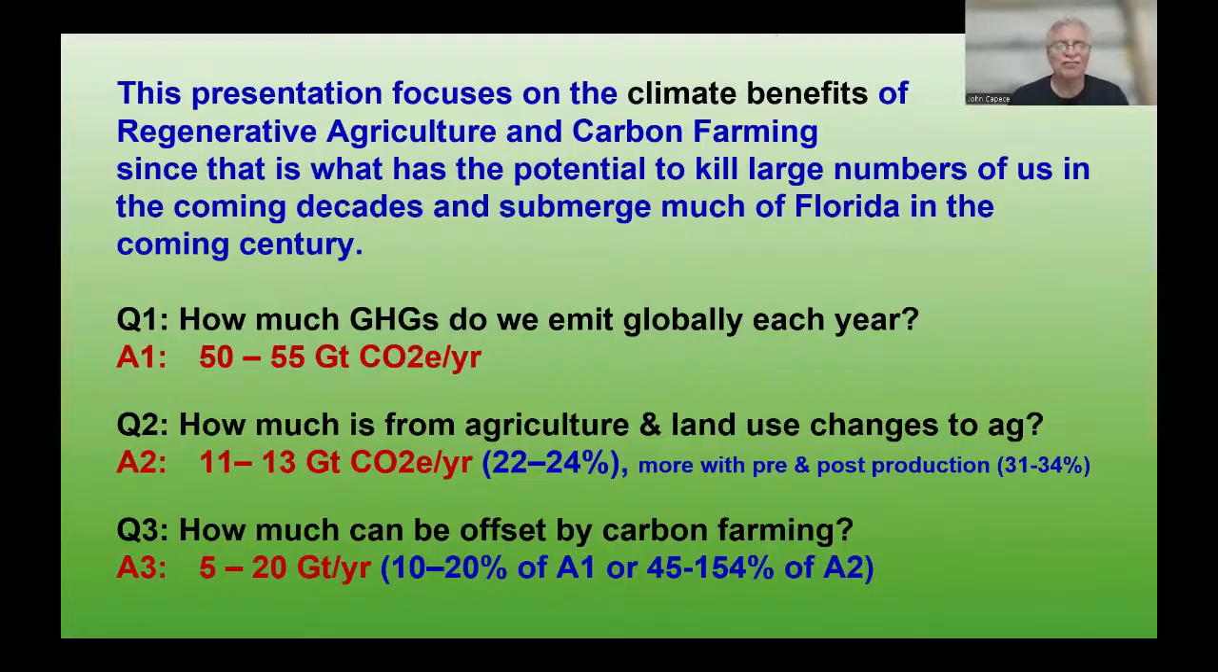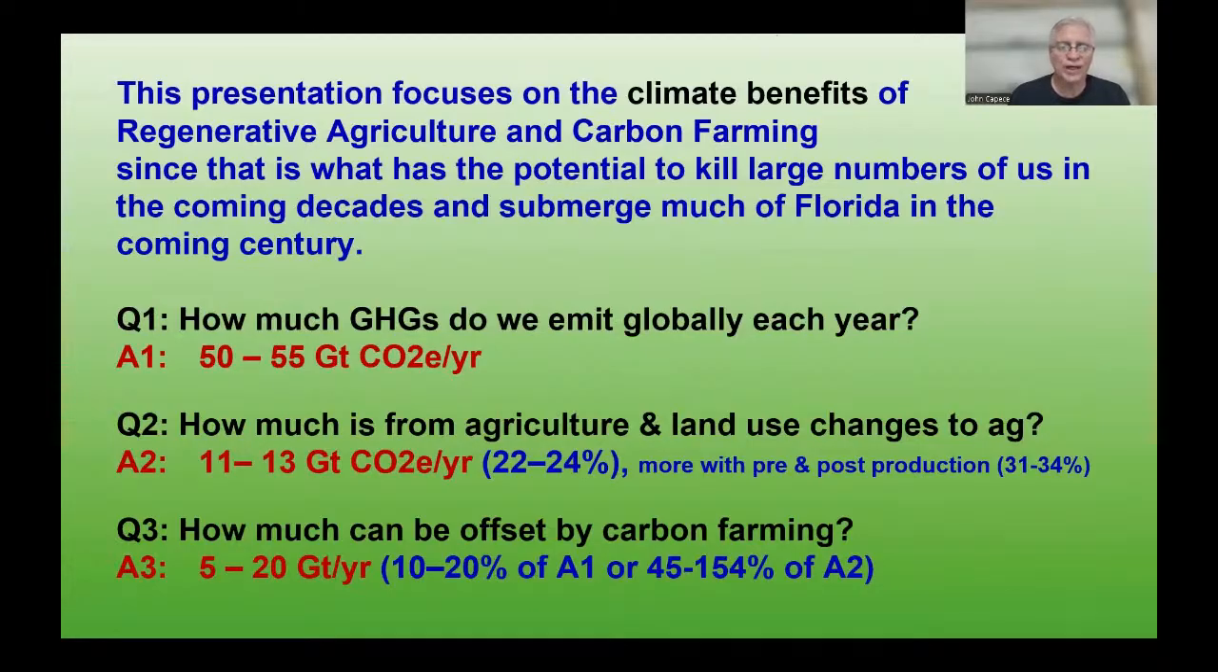This presentation focuses on regenerative agriculture and carbon farming. Why? Because the climate crisis is not an abstract, distant issue. It's a stark reality that has the potential to kill large numbers of us in future decades, and it threatens to submerge large tracts of Florida within the coming century, basically destroying our coastal cities. To understand the role agriculture plays in the climate crisis, let's look at three basic numbers.